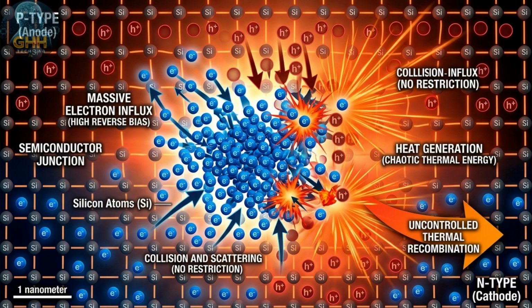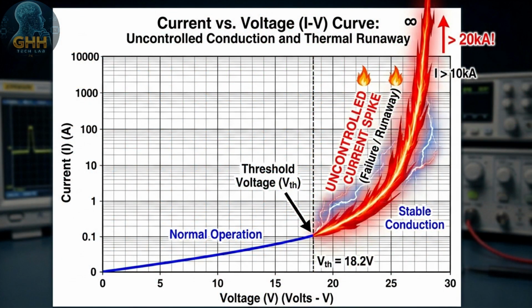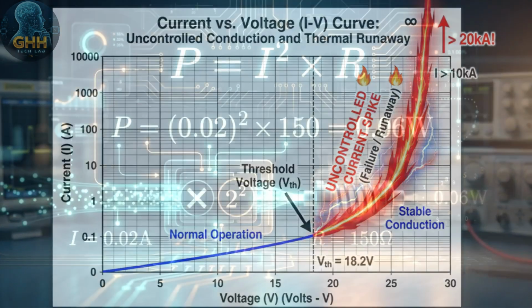But why does this happen? Unlike a resistor, an LED is a nonlinear diode. Once it reaches its forward voltage turning point, its internal resistance drops to near zero. Without a resistor to limit the current, the circuit enters a state of thermal runaway. The current spikes uncontrollably, generating massive heat instantly, melting the microscopic silicon inside the bulb.